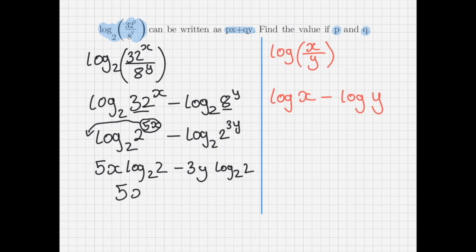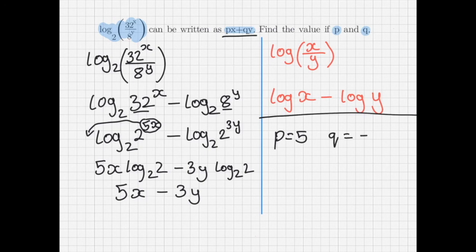So 5x minus 3y. So we have also written it in the form of px plus qy. And we know the values of p and q. p is 5, because in front of x is 5, and q is equal to negative 3. Don't forget the negative there. So this is our final answer.